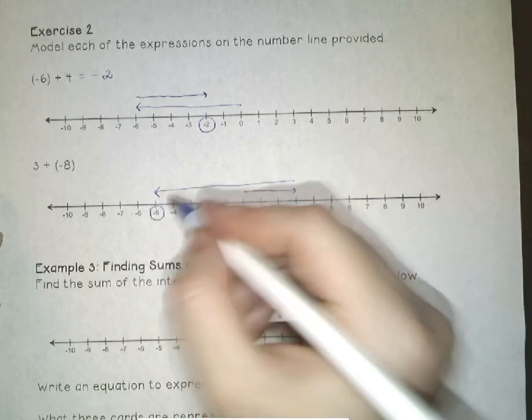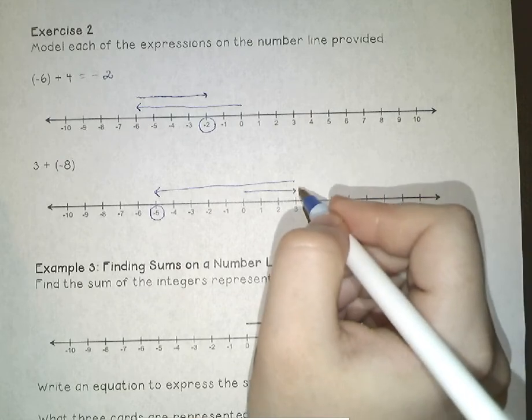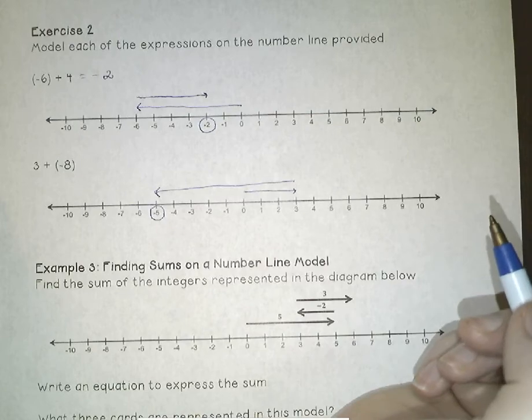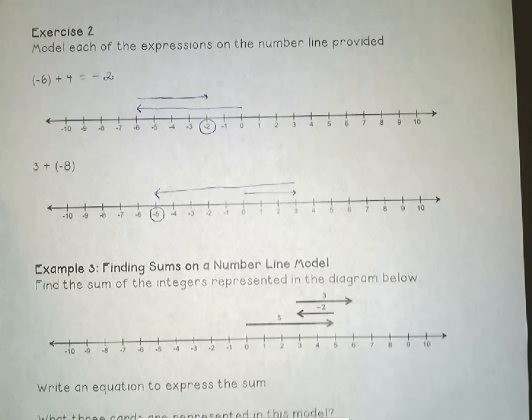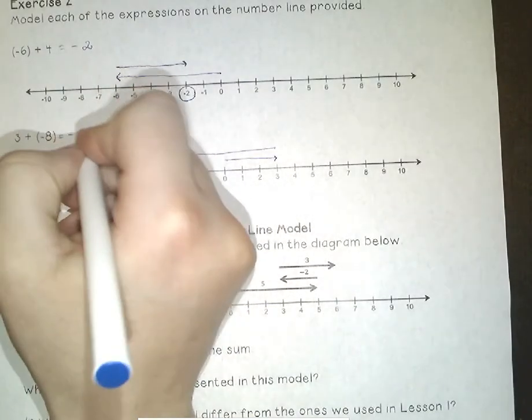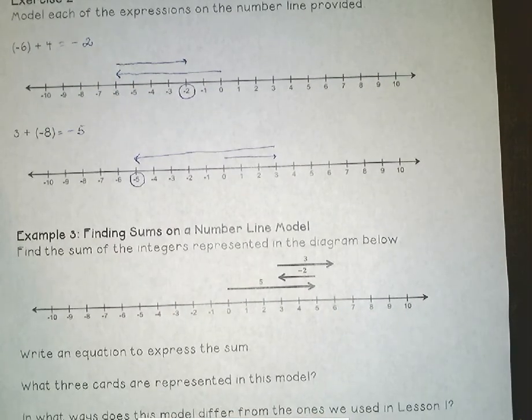Absolute value of -8 is 8. Okay, so I went to 3 and then 8 units to the left. Okay. Oh, and here we need to write the answer, -5. All right. Finding sums of a number line model.